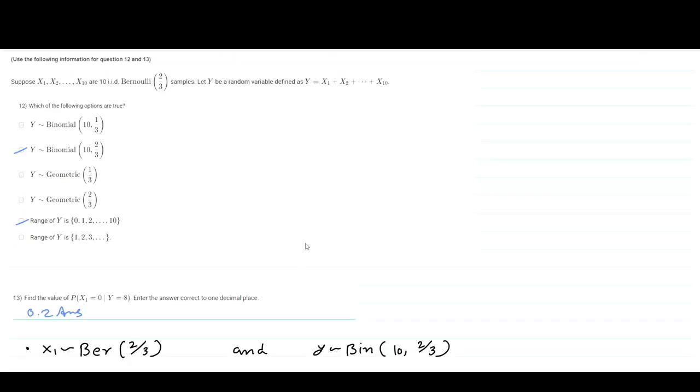So again, questions number 12 and 13 share the common data. The data says that x1, x2, x3, and so on up to x10 are 10 IID Bernoulli 2 by 3 samples. Let y be a random variable defined as y is equal to x1 plus x2 and so on till x10. Question number 12 asks which of the following options are correct. This question is very easy, I guess, and you all might have easily solved this. Here, y will follow a binomial distribution with n equal to 10 and p equal to 2 by 3. So, options B and E are correct for question number 12.